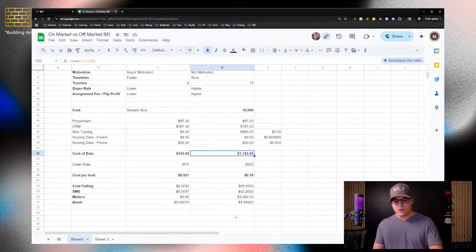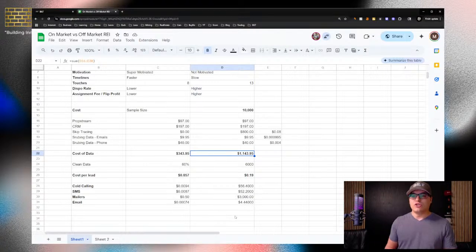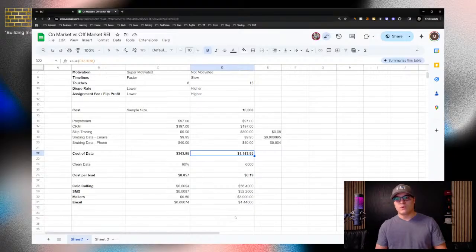Should we go on market? Should we go off market? Should we wholesale? Should we fix and flip? Should we do whatever, right? And should we do more on agents or sellers or whatnot? So this should give you a general idea of which route you should probably choose. It is completely up to you in that regard, right?